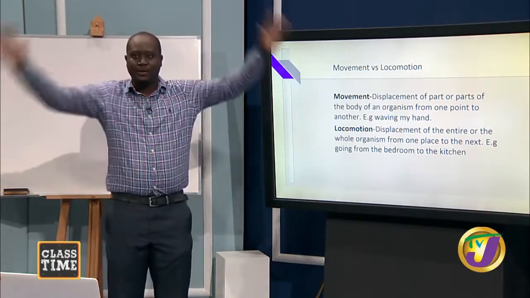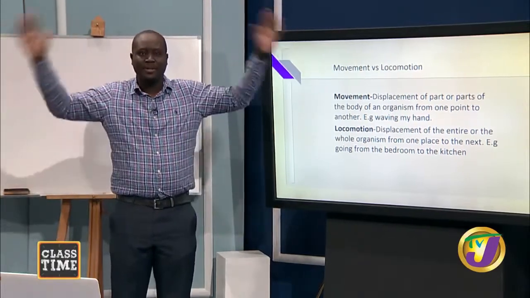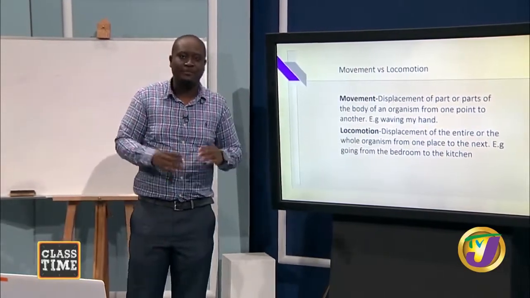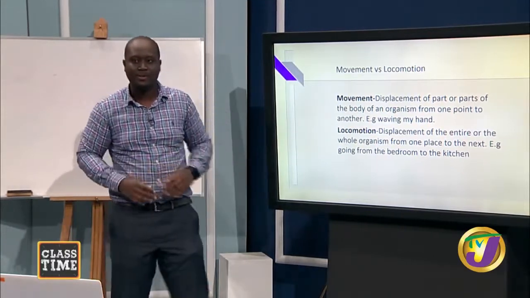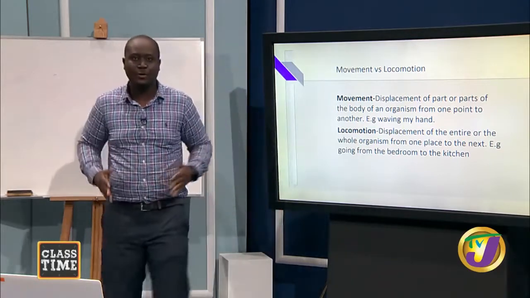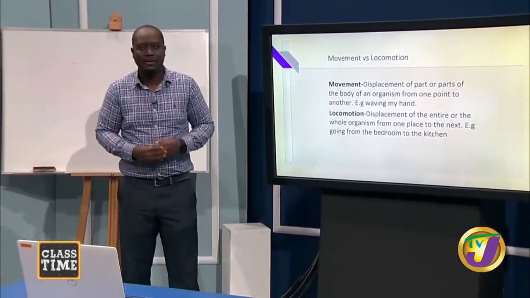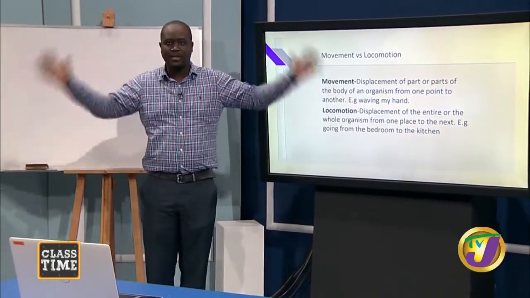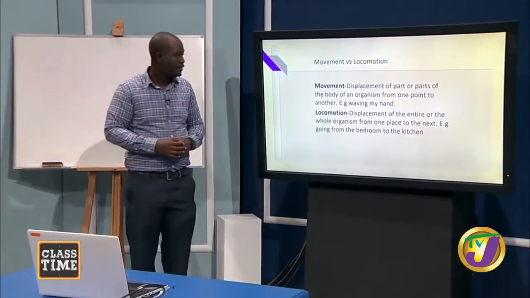So for example, I'm here waving my hand. Right? My entire body is stationary. My arm is just being displaced, so that's movement. Now, locomotion is the displacement of the entire organism from point A to point B. So I'm skipping, right? My entire body is changing location. That is locomotion. So movement, the entire body remains stationary, part of it changes location, like waving my hand. Locomotion, the entire body moves from point A to point B.